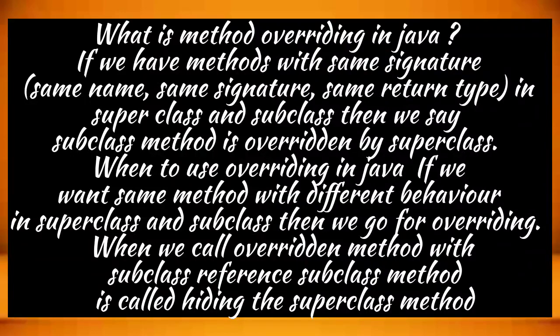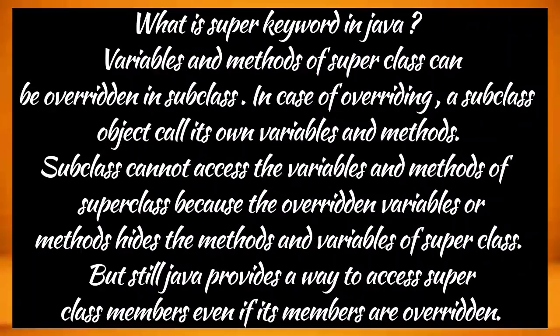When to use overriding method in Java? If we want the same method with different behavior in superclass and subclass, then we go for overriding. When we call overridden methods with subclass reference, the subclass method is called, hiding the superclass method.